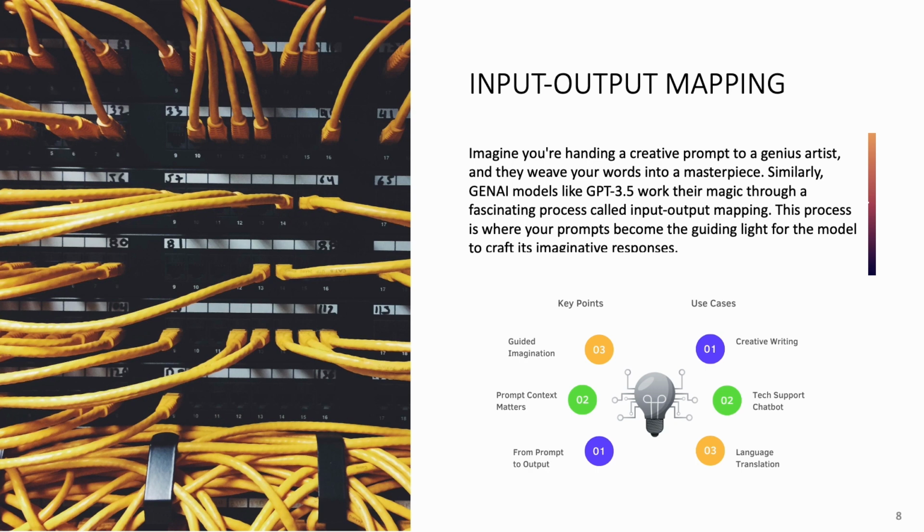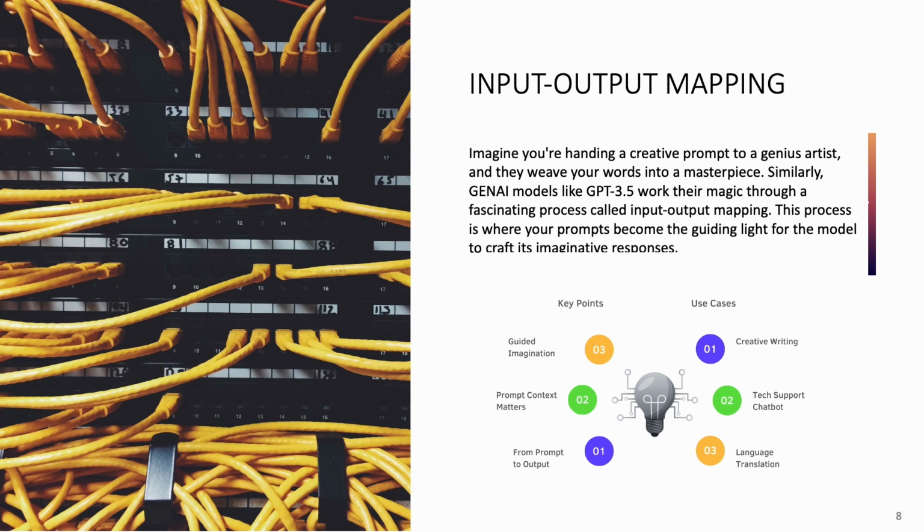So here we are at input output mapping. What does it mean? Imagine you are handing a creative prompt to a genius artist and they weave your words into a masterpiece. Similarly, generative AI models do. I'll explain three points on how they process your input to provide the desired output. The first one is guided imagination. Your prompt acts as a guide, instructing the model on what to create.